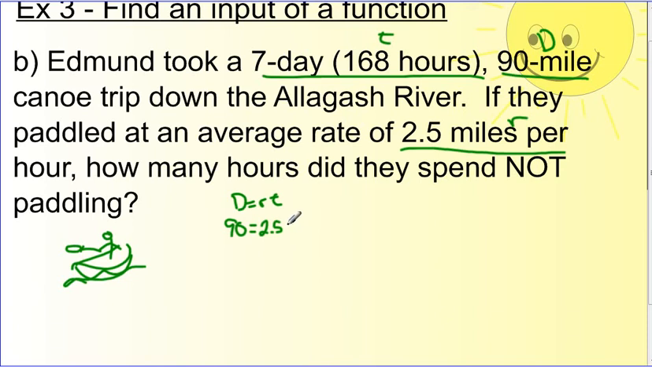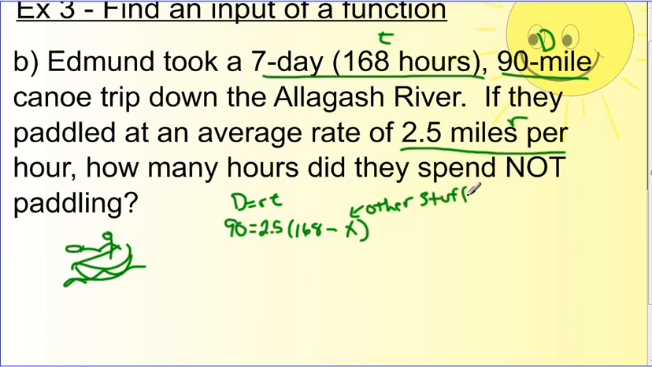So the whole trip was 168 hours. But for this speed, this 2.5 miles per hour, that's just the time they're actually paddling. So if we subtract out the other stuff, like eating, sleeping, all the time that they're not paddling, that's how we fit it into this formula. Now, if we find out what this x is, that's the total amount of time they were not paddling.